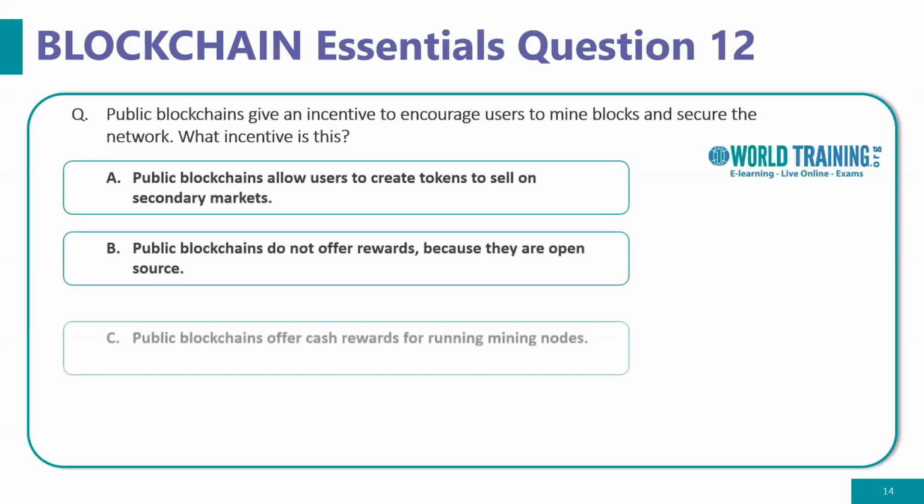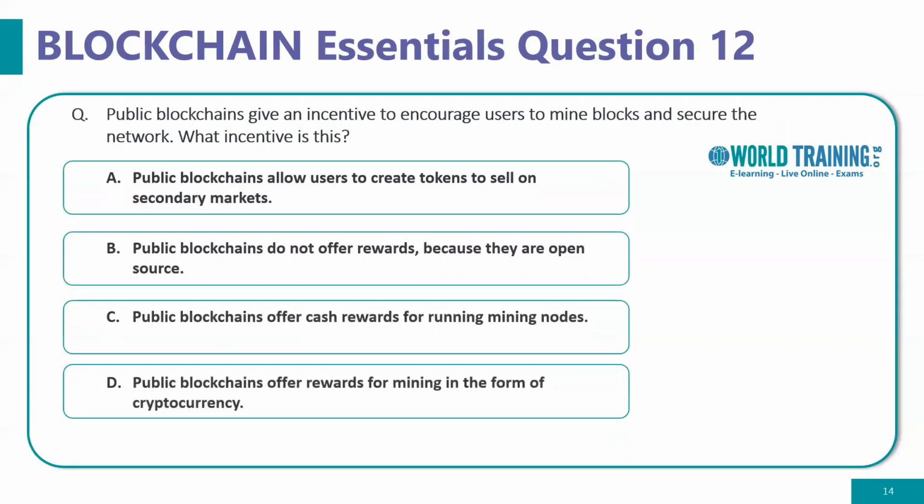So let's move to question number 12, which is: the public blockchain gives an incentive to encourage the users to mine blocks and secure the network. What incentive is this? Option A is a public network allows the users to create tokens to sell on the secondary market. Option B is public blockchains do not offer rewards because they are open source. Option C is public blockchain offers cash rewards for running the mining nodes. And option D is public blockchain offers rewards for mining in the form of cryptocurrency.